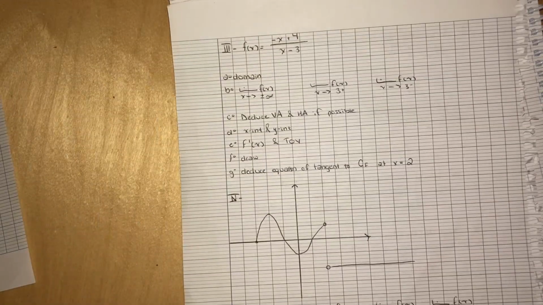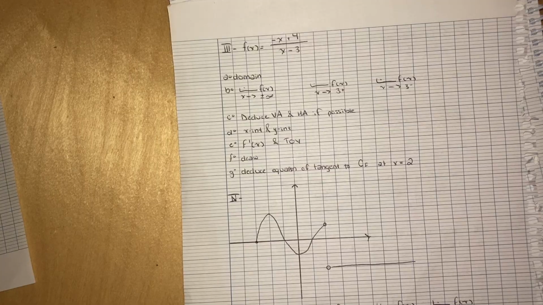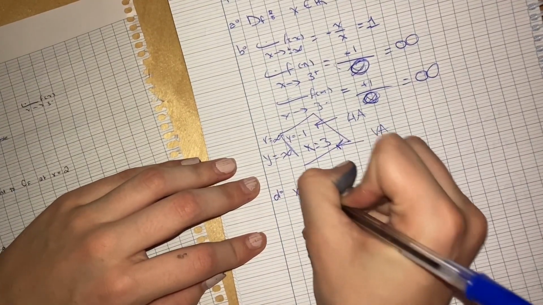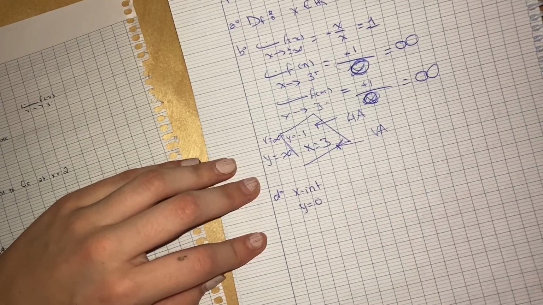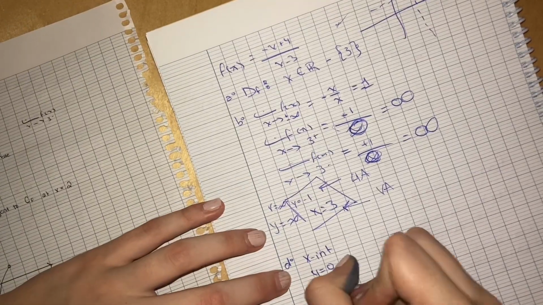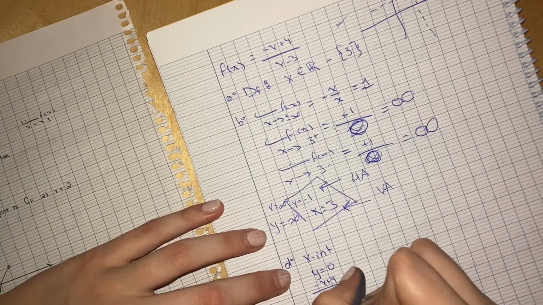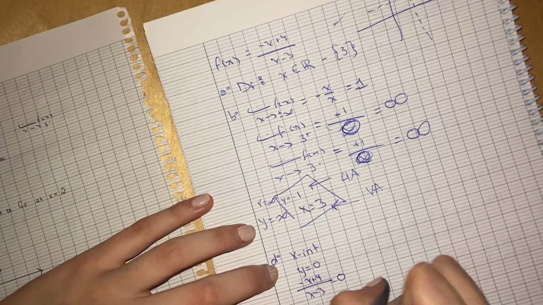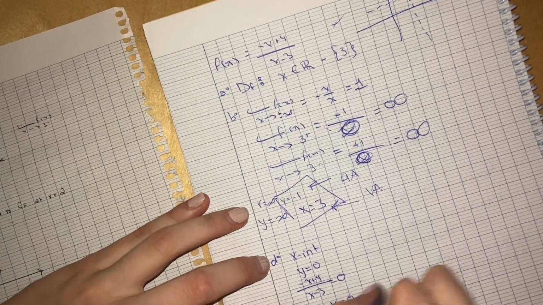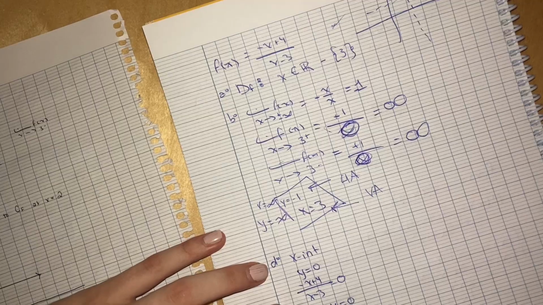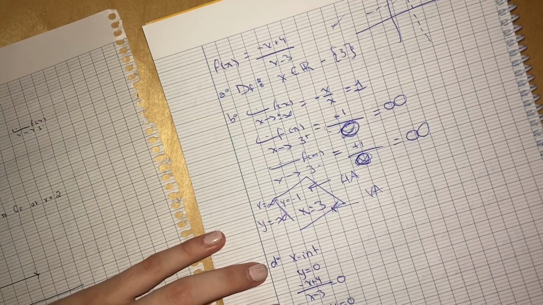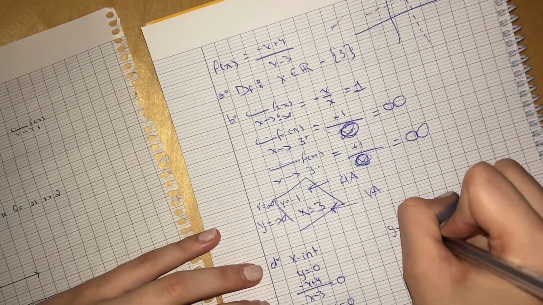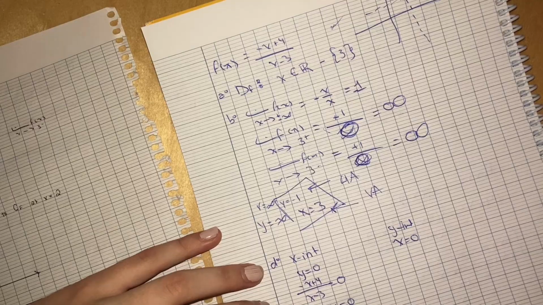The next question says, find the x-intercept and the y-intercept. So this is part D. X-intercept is when y equals 0. So when y equals 0, minus x plus 4 over x minus 3 is equal to 0. So minus x plus 4 equals 0, x equals 4. So the coordinates of the x-intercept are 4, 0.